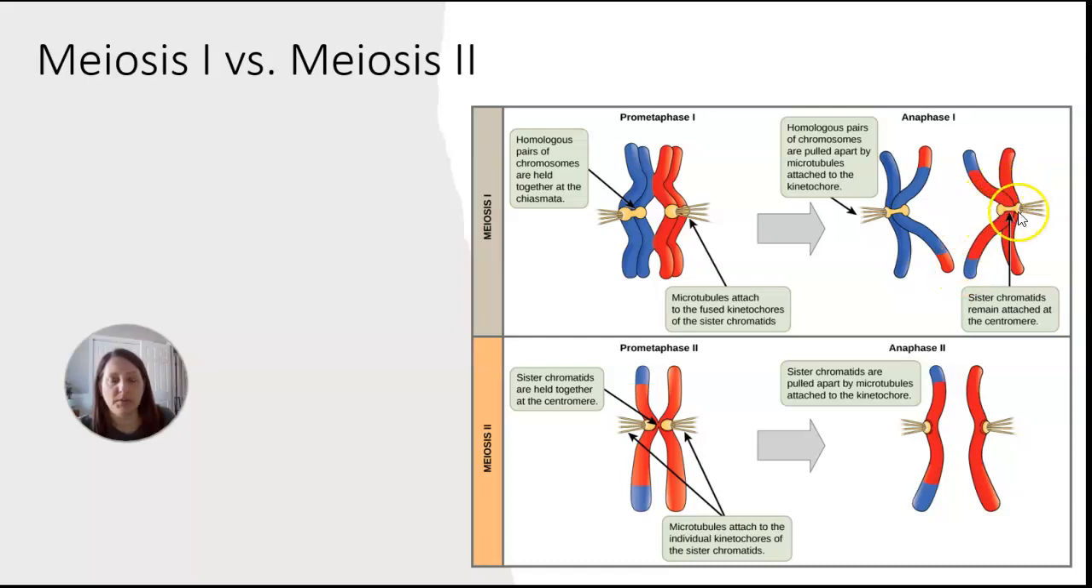And we show that dyad chromosomes with sister chromatids stay attached to each other during anaphase 1. And so dyads are pulled towards each pole. So in anaphase 1, homologous chromosomes are separated from each other.